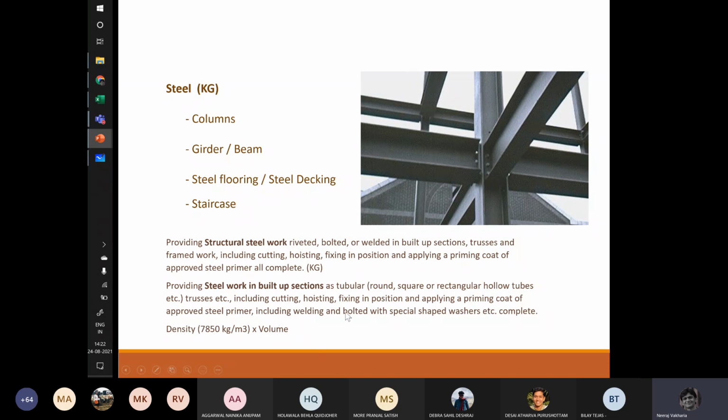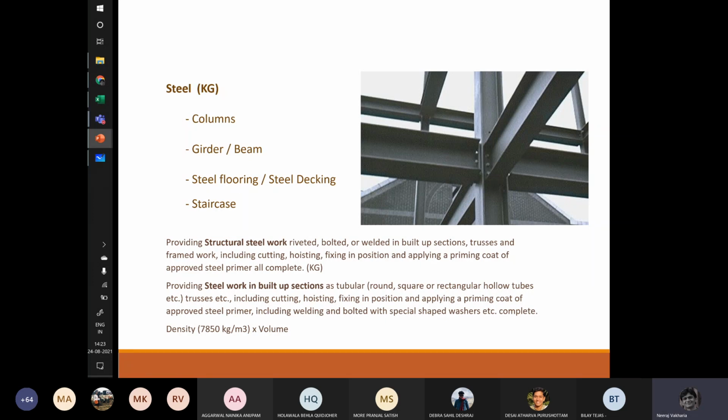It might include welding, bolting with special shaped washers. If it's a critical structure, if that is a portal frame or something, there are different kinds of washers used when we are bolting, so that the bolt doesn't slip away. So a special assembly sometimes is required, so that we have to mention, and accordingly we have to mention the weight. Okay, is it clear regarding the steel?